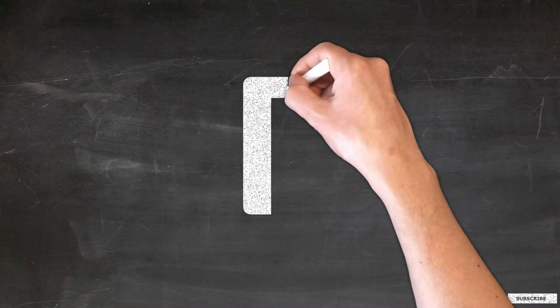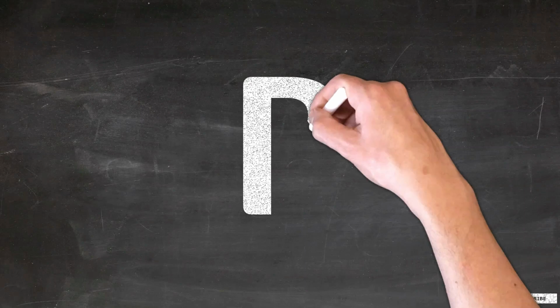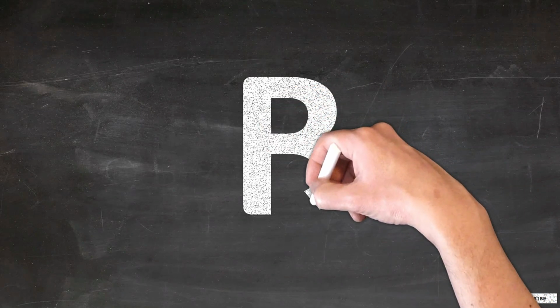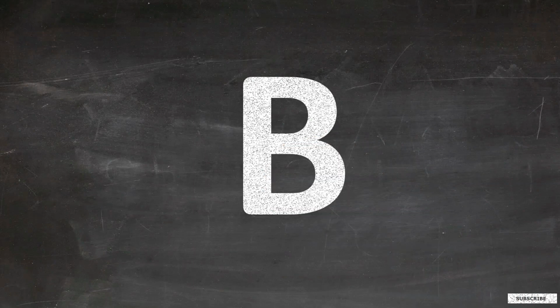Start from the top, draw a standing line down, go to the top again. Draw a curve to the middle, then draw another curve joining the bottom. This is capital B.